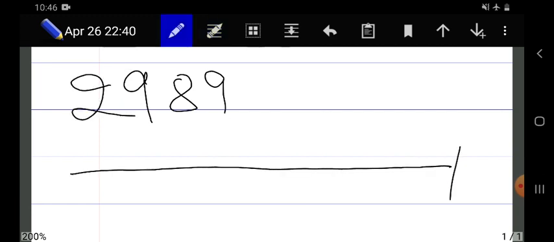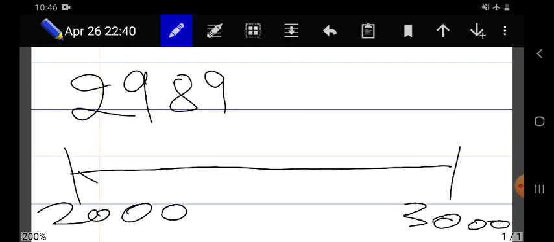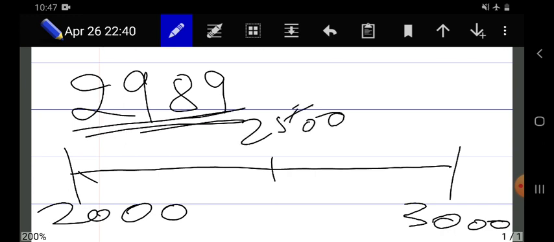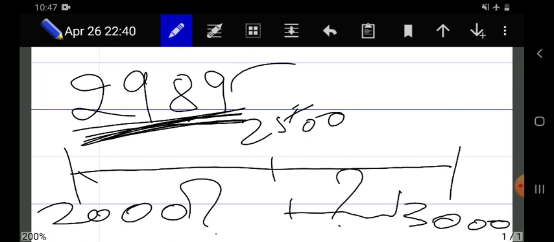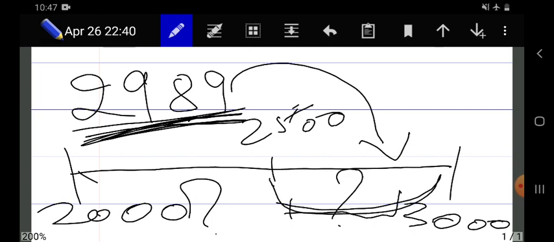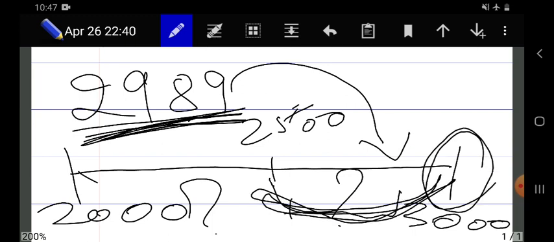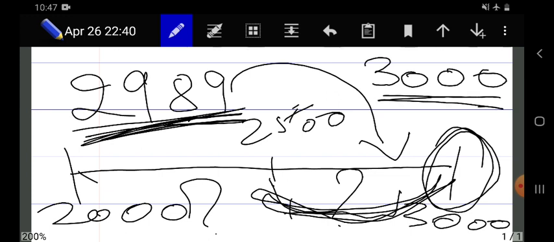Another method for doing the same: this number lies between 2000 and 3000, and the midpoint is 2500. So this number lies between 2500 and 3000, which means it is closer to 3000. So we will estimate it to 3000. Just follow whichever method you understood properly, or you can follow both methods. This is how you will do the estimation part.